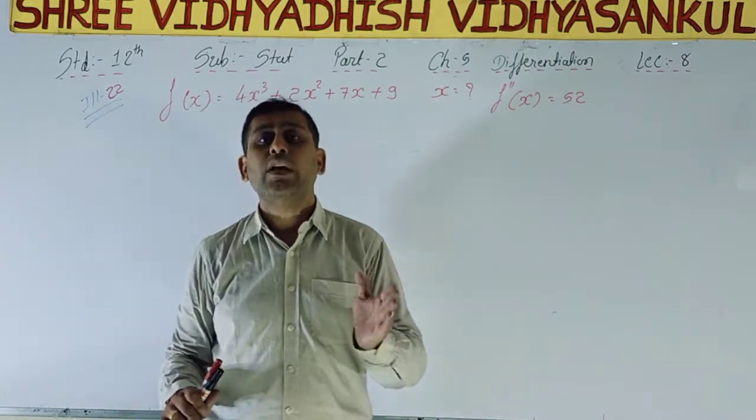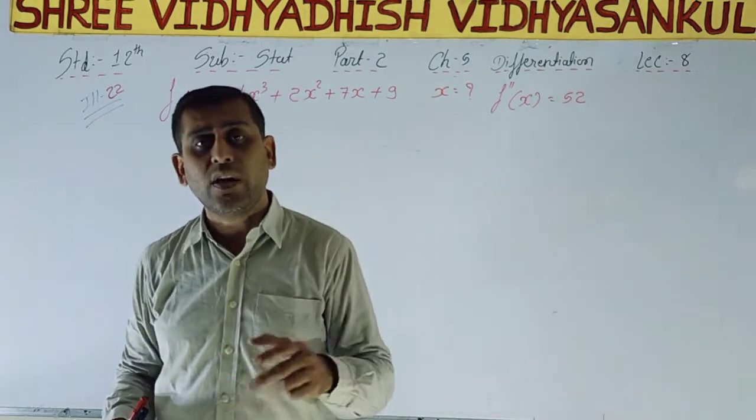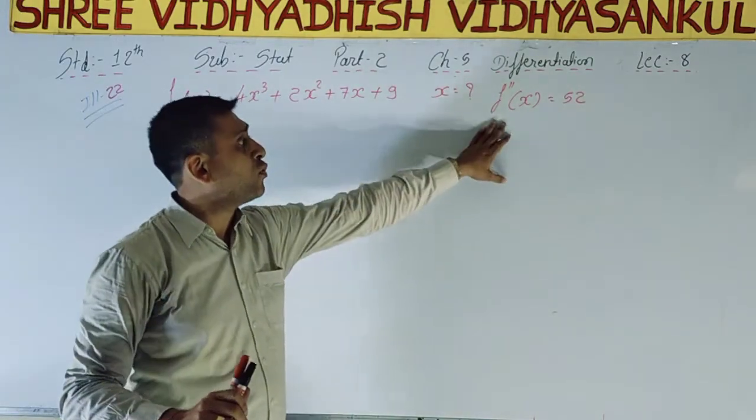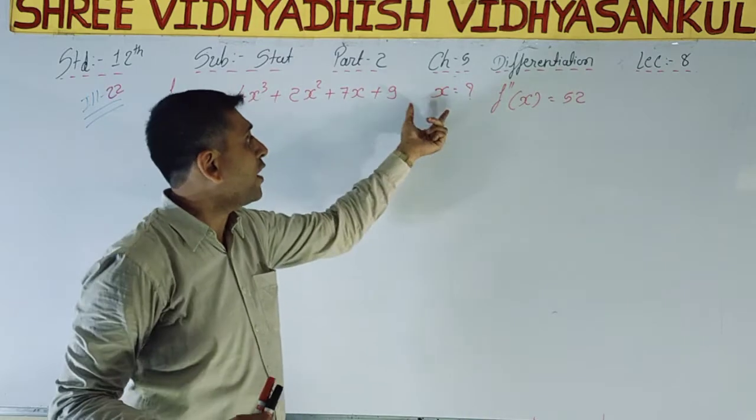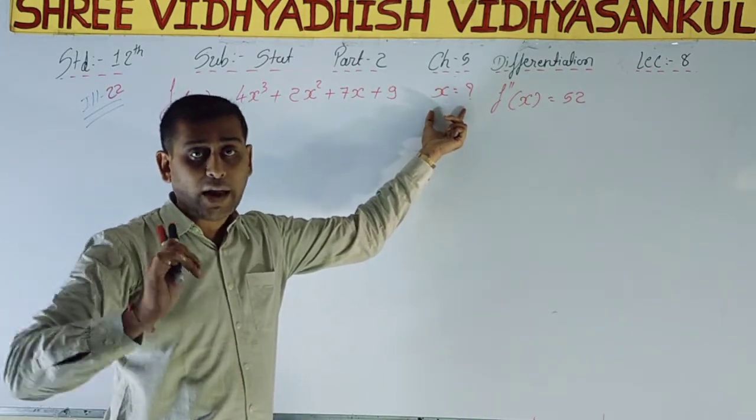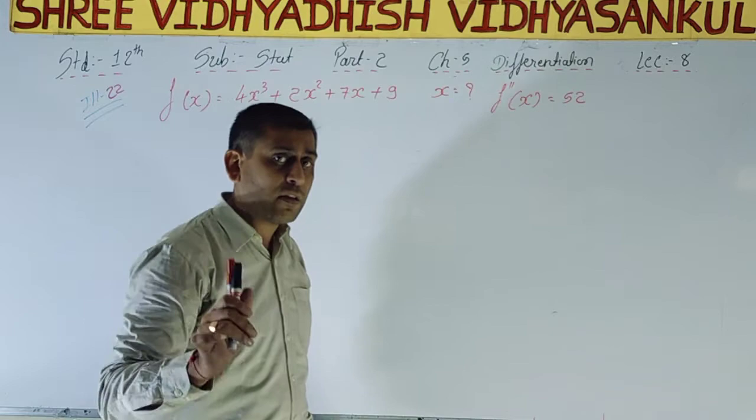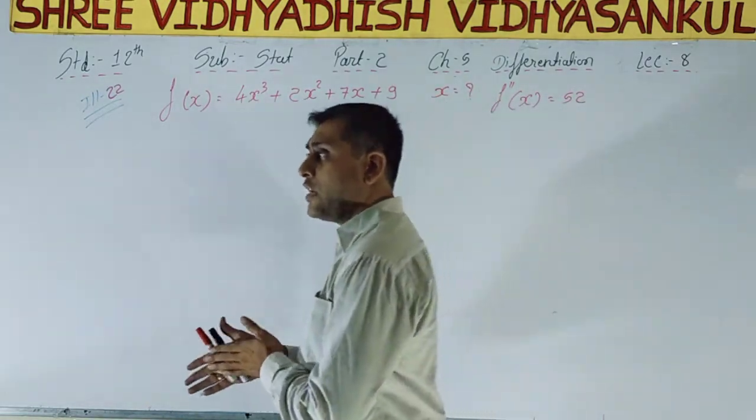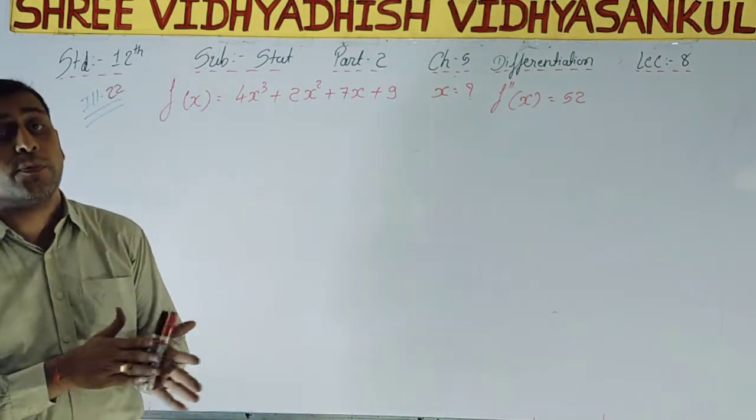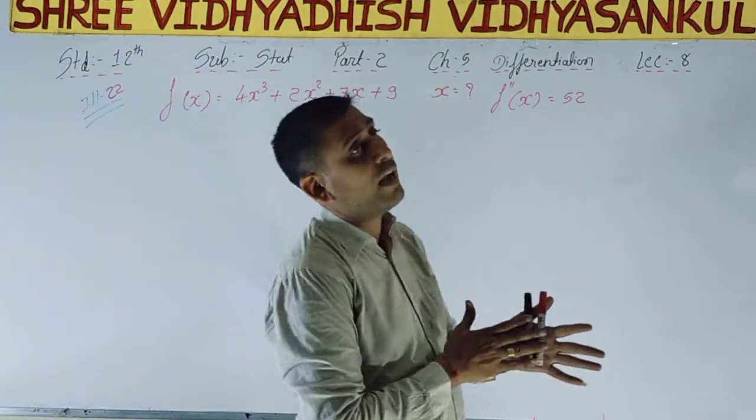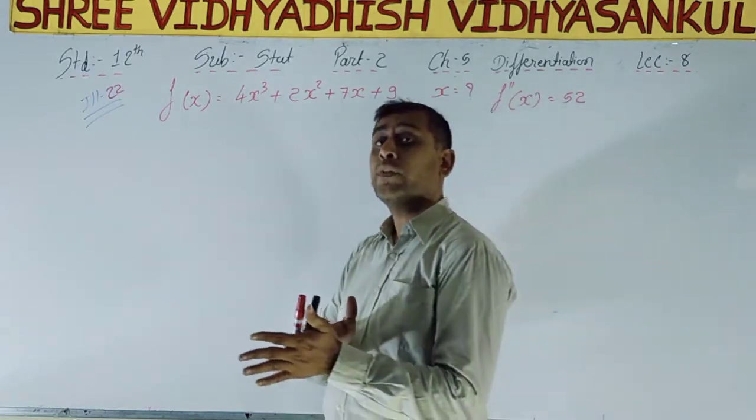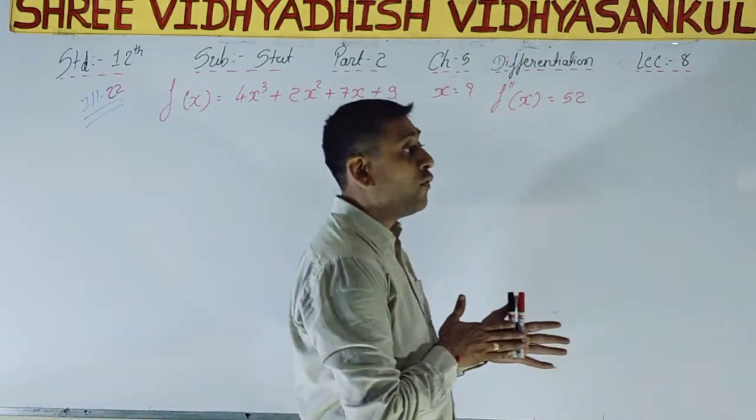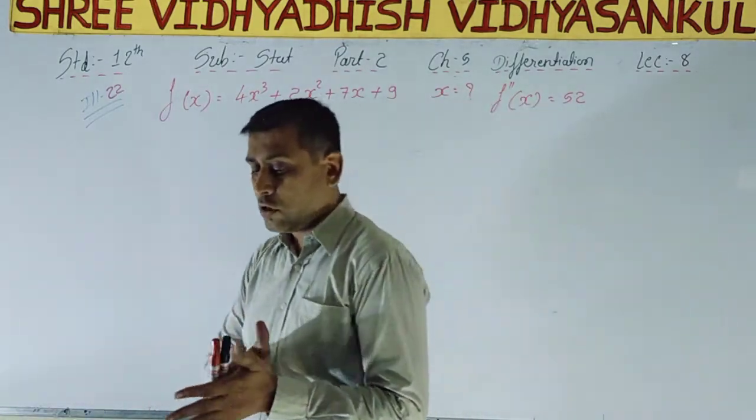Same way here in 21, we have to find the value of x by putting the second derivative's final answer, and here we have the last answer and we have to find the question, that is, the value of x. For that, the same procedure applies. We first find the first derivative, then from that the second derivative, then put the value 52 as the answer and find the final value of x.